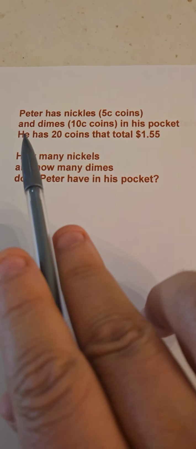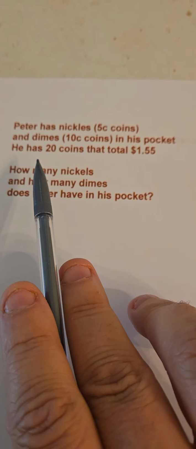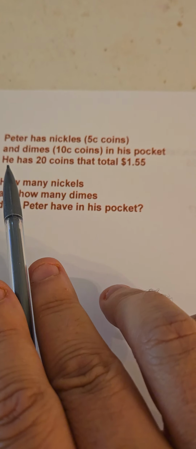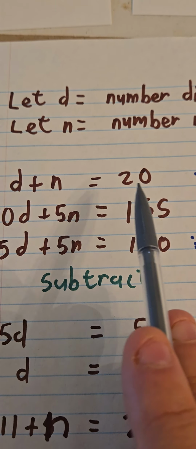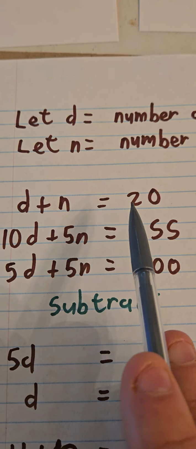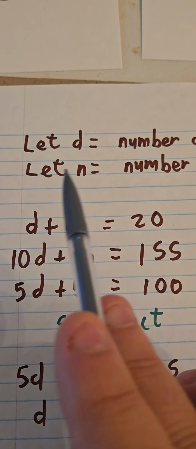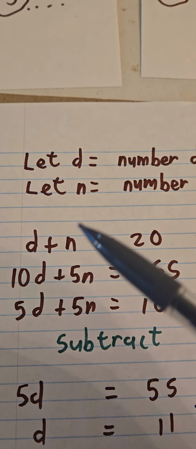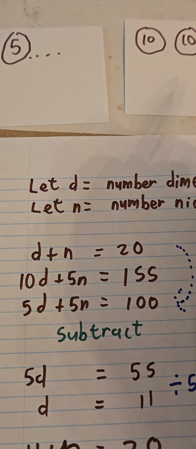Now I take these two sentences and convert them into equations. Like it says, he has 20 coins: D plus N equals 20. The number of dimes plus the number of nickels equals 20. This equation has nothing to do with the value of the coins; it refers to how many coins. If we count up all the dimes and all the nickels, it'll add up to 20.